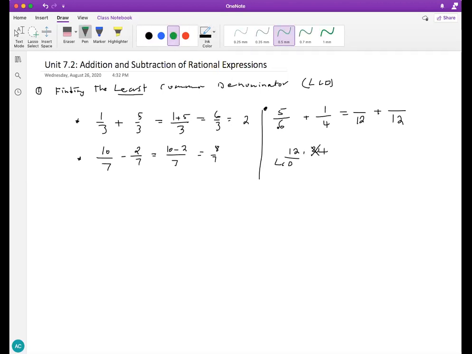That's the first step. You find your LCD. Once you find it, we're going to turn these two fractions into new equivalent fractions. This one turns into a new fraction.